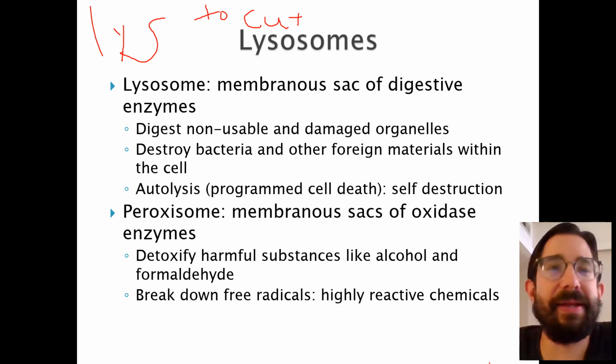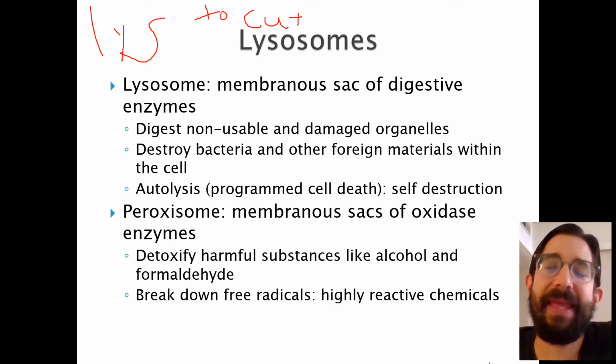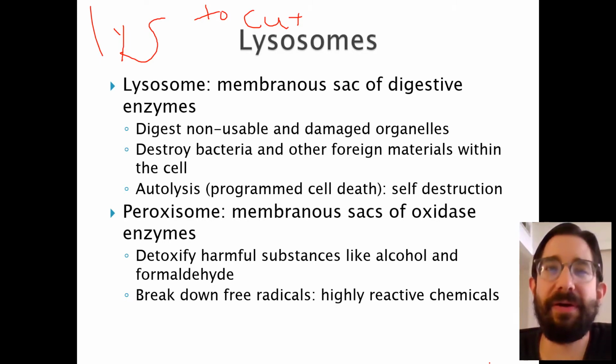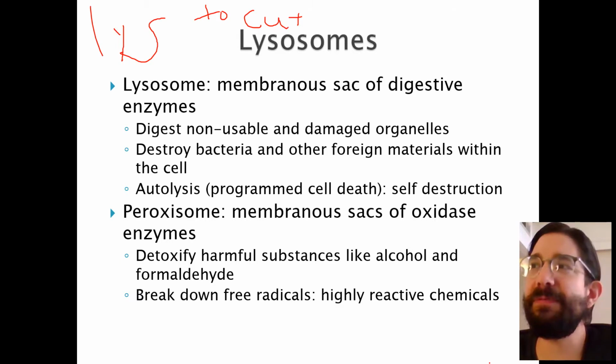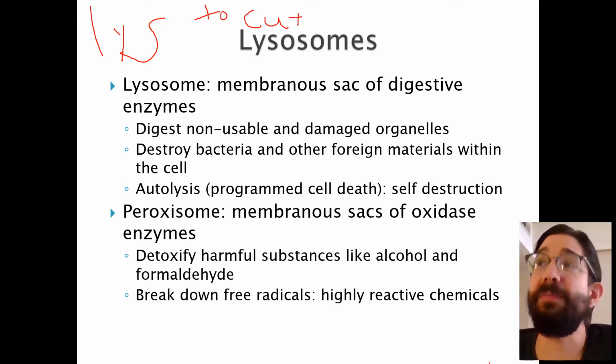Peroxisomes are created a different way than lysosomes, but they're kind of similar. They're membranous sacs. In this case, they have some oxidase enzymes. So these are going to take care of harmful substances like alcohol, formaldehyde, and free radicals, these very reactive chemicals. So they're just trying to keep the body safe from dangerous chemicals. And like our bodies make hydrogen peroxide, for example, as a waste product. So peroxisomes will take care of that.